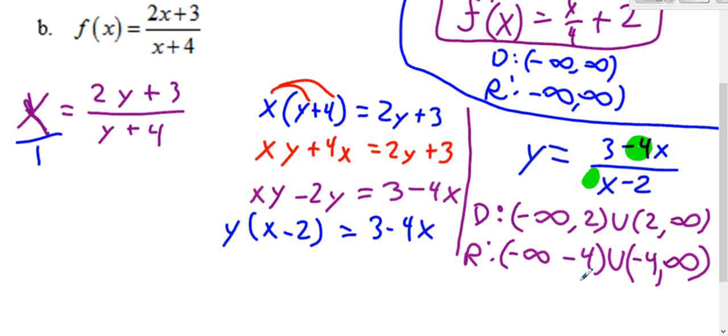Now, the other thing about domain and range with inverses, if you compared it to the original function, this domain would be everything but negative 4. It would be negative infinity to negative 4 and negative 4 to infinity from the original function, because the domain and range will switch. If your domain was negative infinity to negative 4 to infinity, that's going to be the range of the inverse, because the domain and range switch.